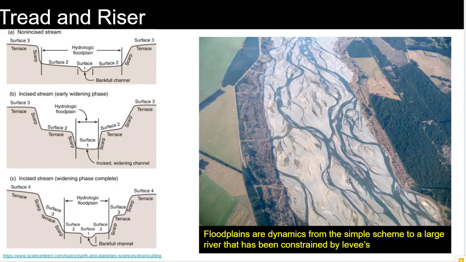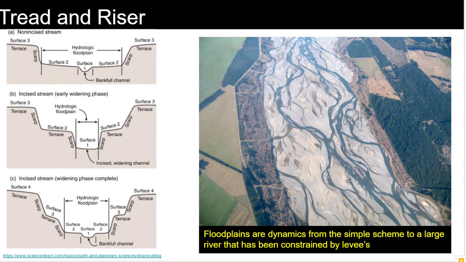So one thing we're going to see this week in lab directly is this concept of a tread and riser geomorphic sequence. Check out the term geomorphology. You can decompose it yourself, geo meaning earth and morphology meaning shape or form. And the tread and riser is a great way to start thinking about the bottom end of a watershed or the floodplain or the alluvial delta, right?